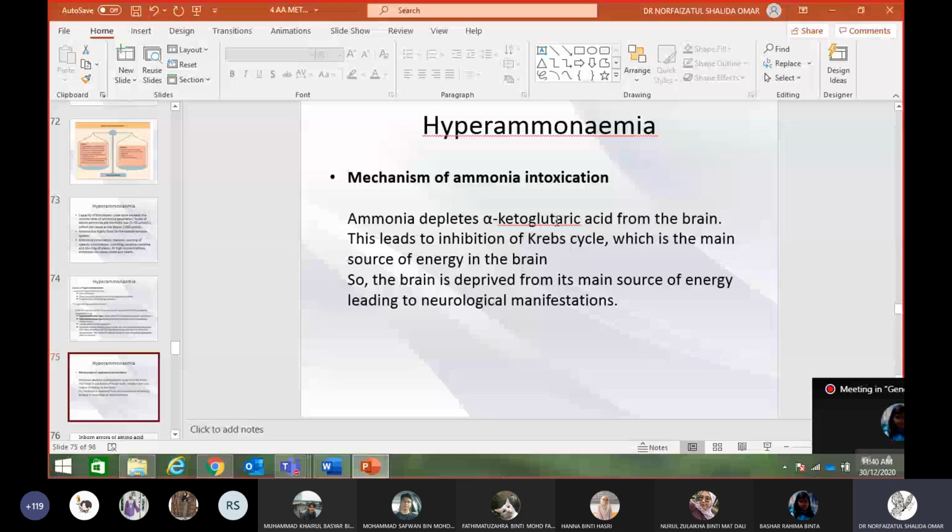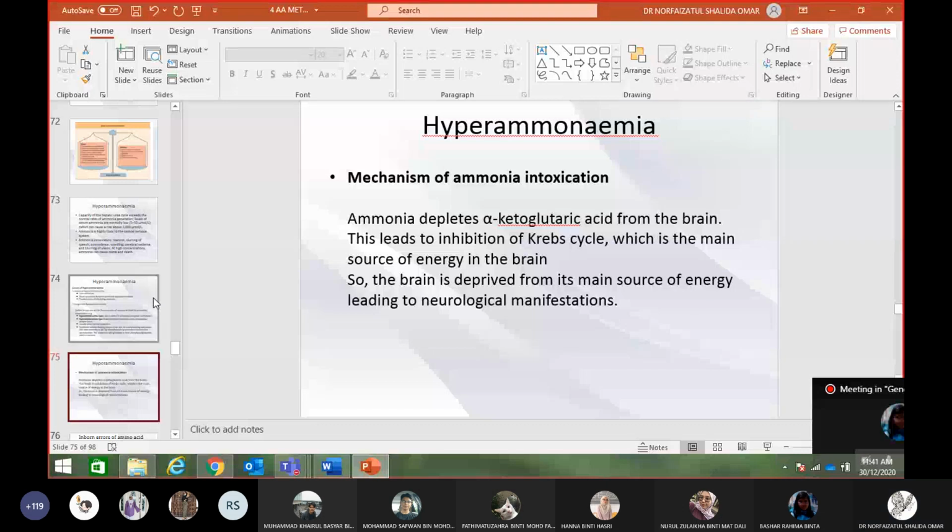So when it depletes, the Krebs cycle in the brain cannot continue. So there will be reduced energy in the brain. So the brain is deprived of its main source of energy, leading to the neurological manifestations. So which is why you have all those symptoms just now, like the blurring of vision, vomiting and all.